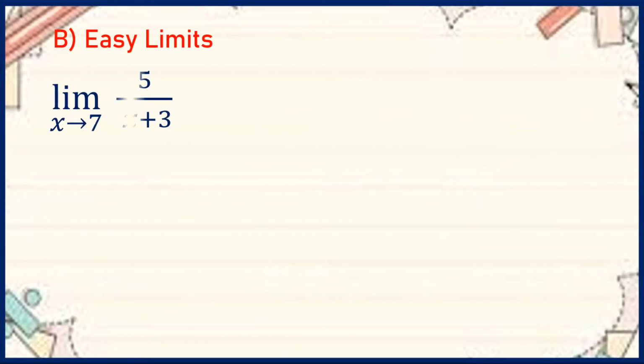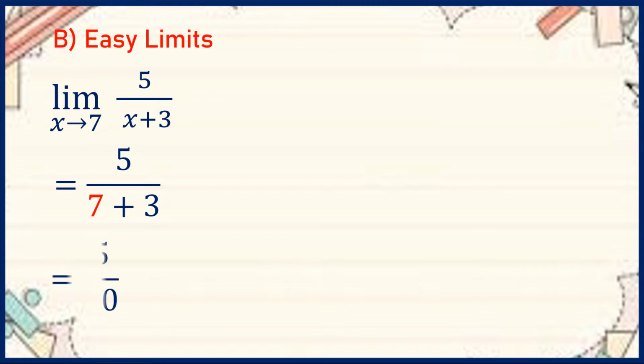So let us have another one. Limit of 5 over x plus 3 as x approaches 7. First, we are going to substitute the value of x. So x will become 7, and then it will be equal to 5 over 10. Dividing both the numerator and the denominator by 5, it is equal to 1/2.